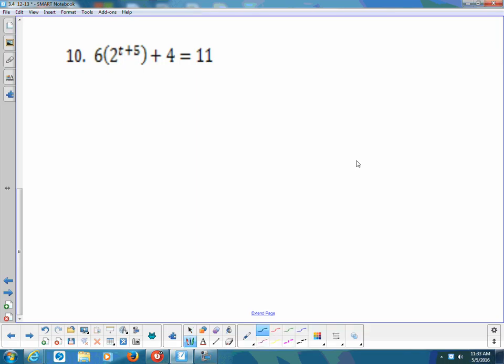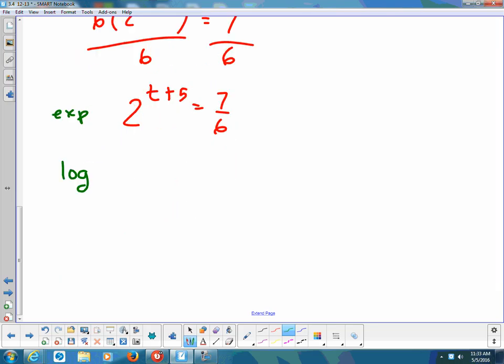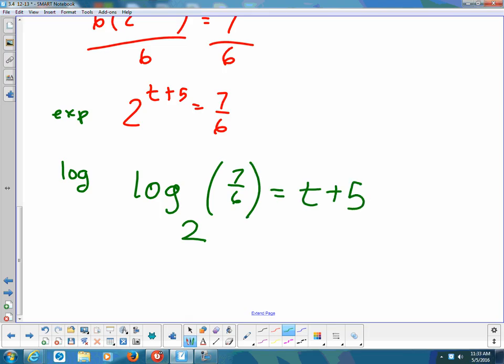Let's start by subtracting 4 from both sides. So we get 6 times 2 raised to the t plus 5 equaling 7. Then divide both sides by 6, so I get 2 to the t plus 5 equaling 7/6. And now, to solve for t, I'm going to have to rewrite this from exponential form into log form. So that's going to be log to the base 2 of 7/6 equals my exponent of t plus 5.